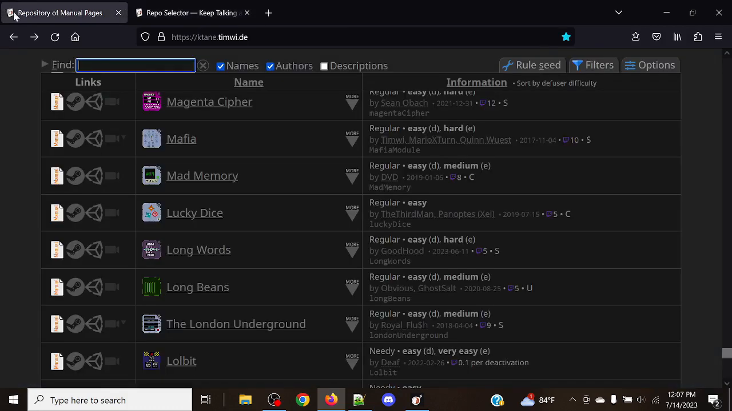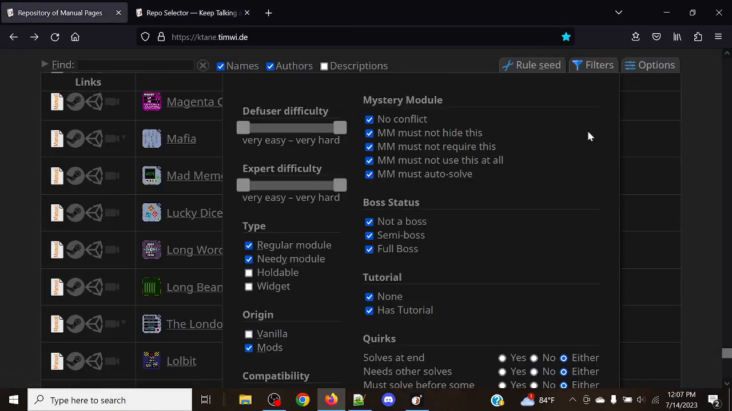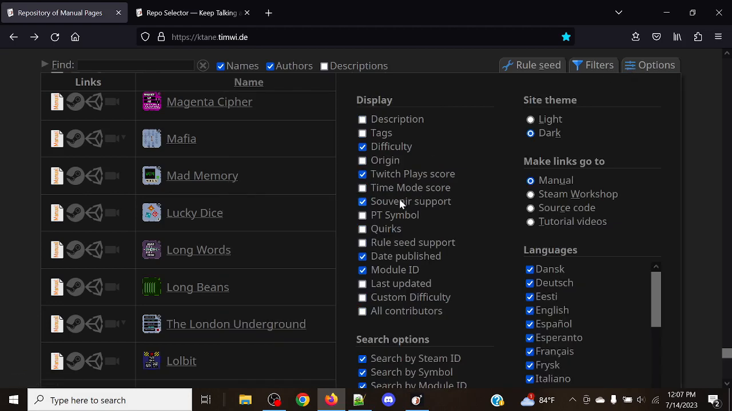And what is the souvenir status of this module? This one is a bit interesting. If we take a look at options, I believe souvenir support.